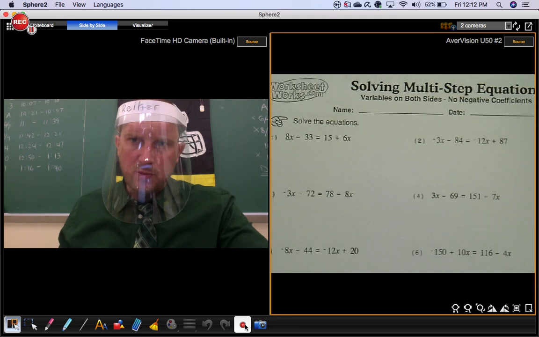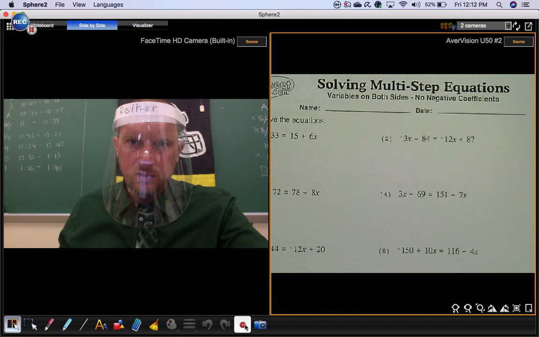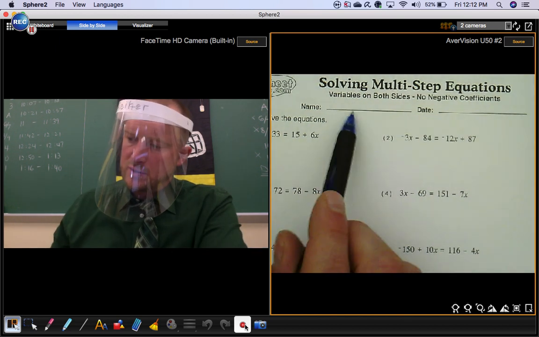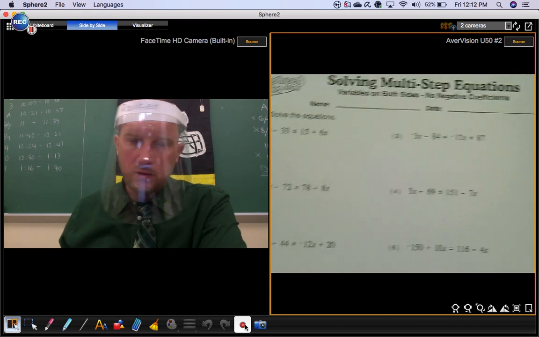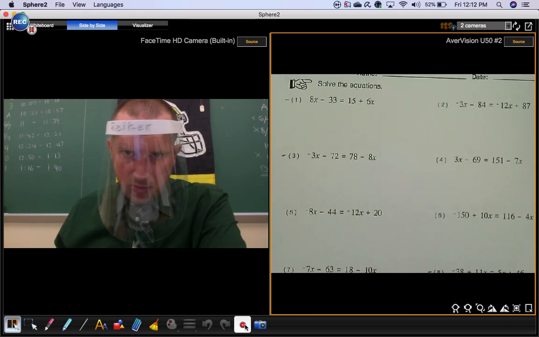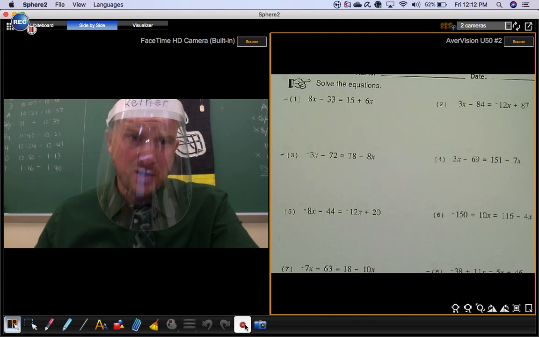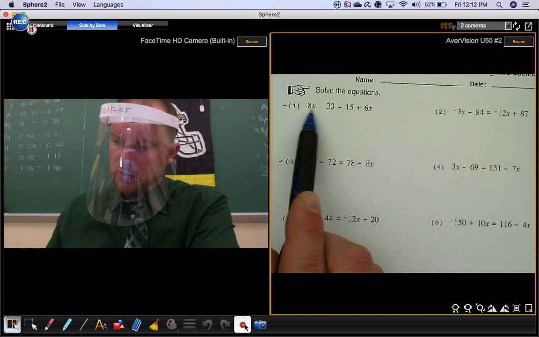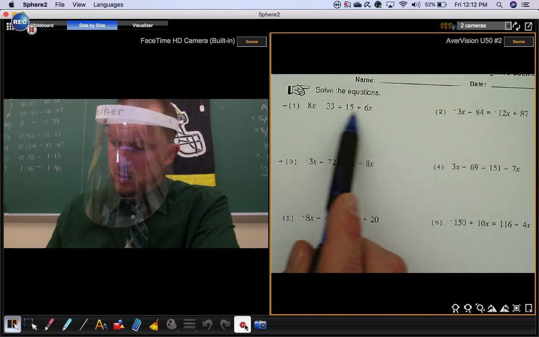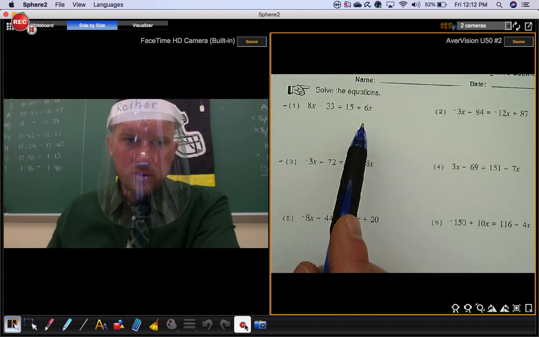Go over a couple problems from this solving multi-step equations worksheet. So it tells you there's variables on both sides and there's no negative coefficients. This is a good worksheet to practice the types of equations that we're going to solve in this section. So you're going to end up with an expression on each side of the equation that has a variable.